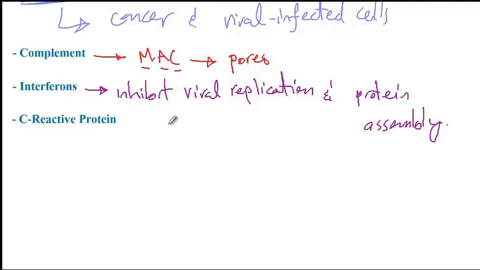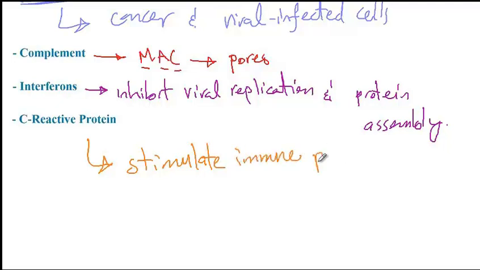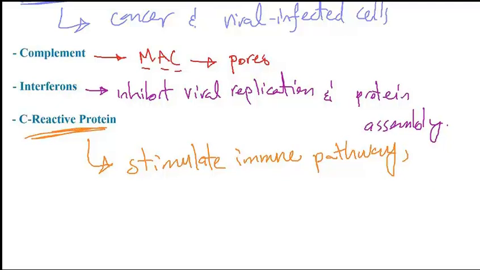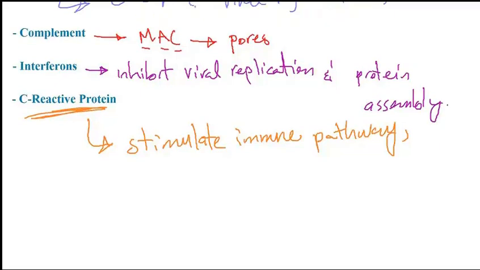And then finally, the last mode of innate immunity is C-reactive protein, which stimulates different immune pathways. And this is in fact an inflammatory molecule that is now able to stimulate different immune pathways. Now, as we just discussed, this innate immunity is basically the initial response to microbial invasion, but it's not very specific. It's just a general mode of attack.